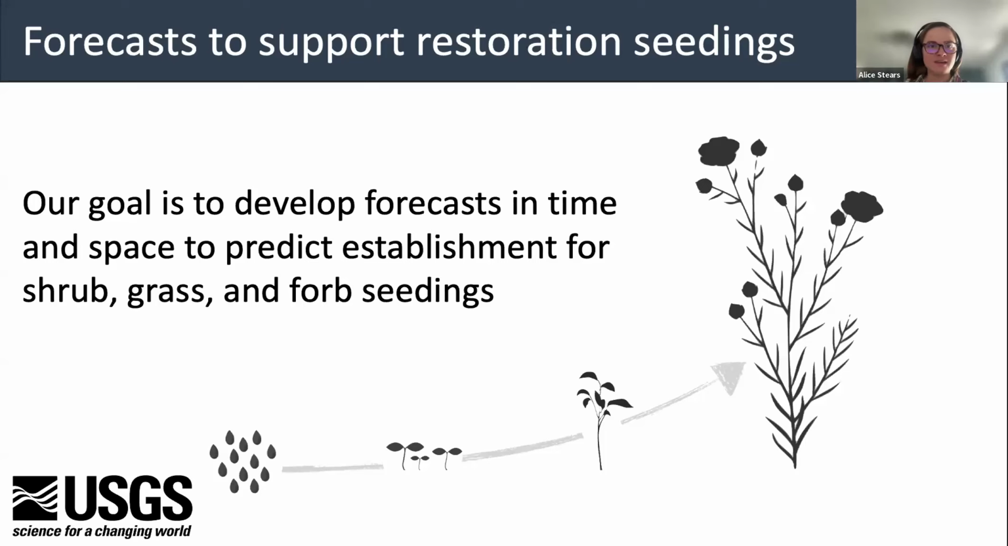Thanks, Gregor. So the overarching goal of this project is to develop near-term site-specific forecasts of the germination and establishment of shrub, grass, and forb species that are commonly used in restoration. These forecasts will provide information about the potential impact of near-term abiotic conditions on restoration seedings, which will support managers in their decisions about when and where to implement those seedings. Next slide, please.